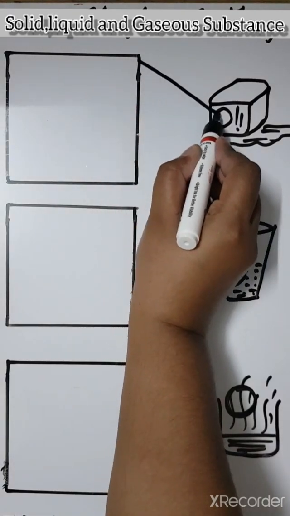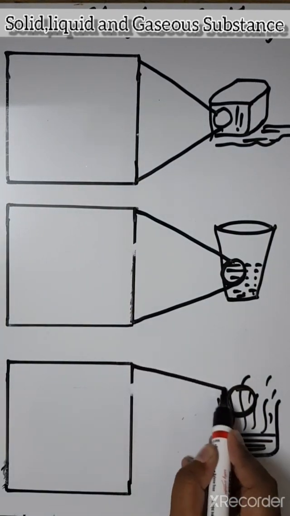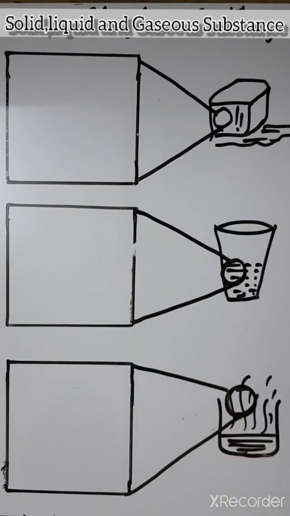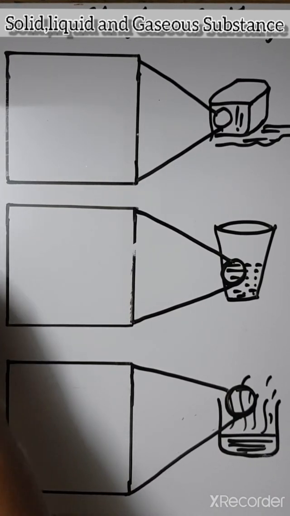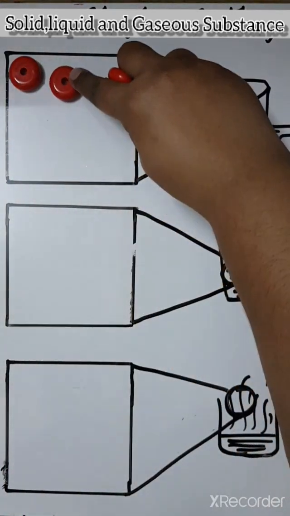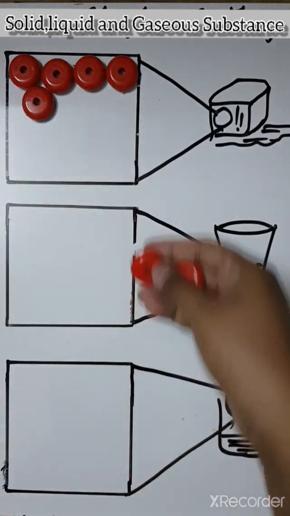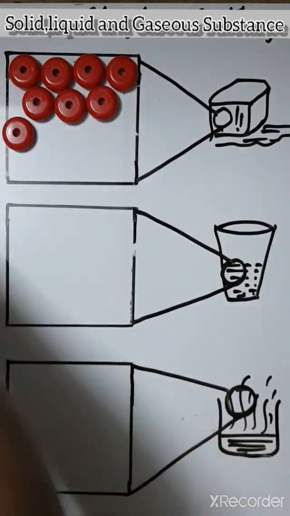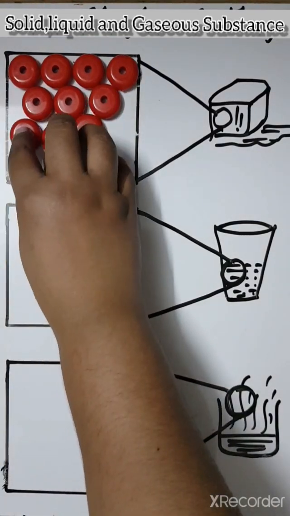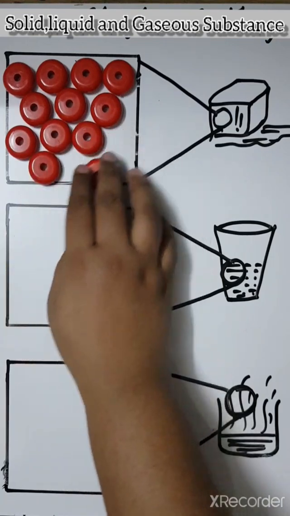If we look at the molecules of a solid state substance, the molecules of a liquid state substance and the molecules of a gaseous state substance, we find differences in these molecules. Now let us see what differences we find in solid, liquid and gaseous substances. First we will see the molecules present in a solid state substance. Here you see, these are the solid state molecules.